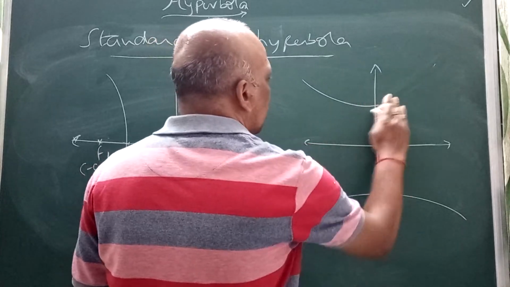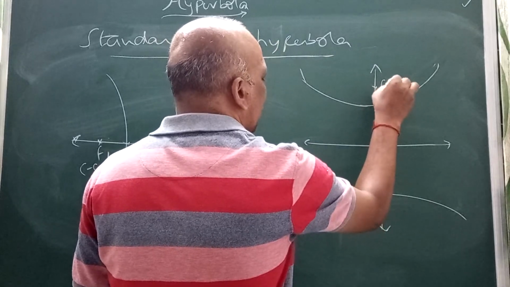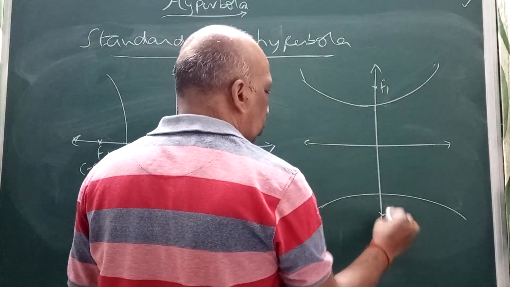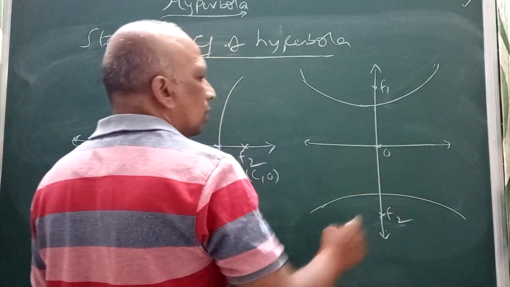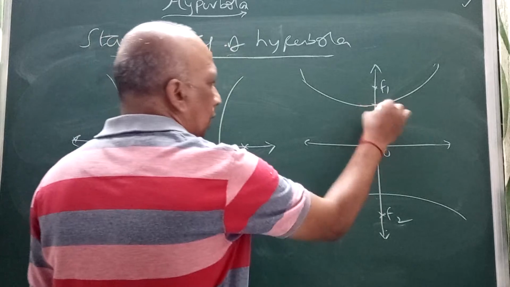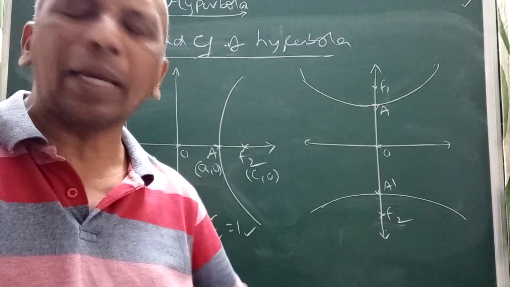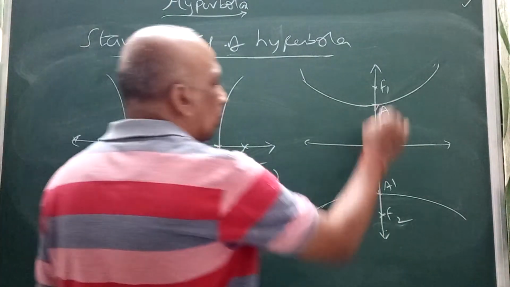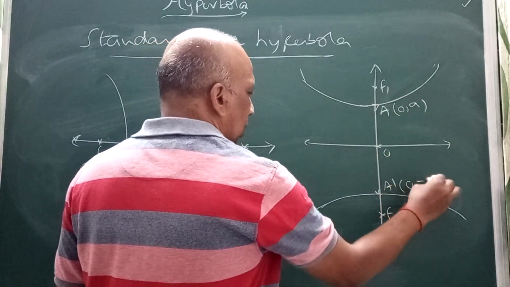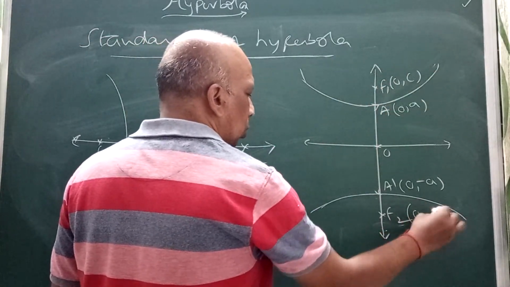So here you will get, just observe here. F1, F2. I can write, this is the center, right? This axis, we know, is the conjugate axis. This is the transverse axis. Here you can write A dash. The vertices are 0 comma A and 0 comma minus A. F1 is 0 comma C and F2 is 0 comma minus C.